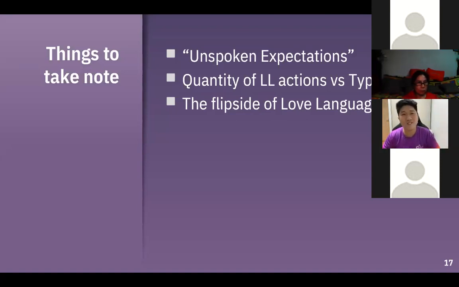Right? The answer is no. Exactly. So even if you do the wrong love language many times, it's not as effective as doing the correct love language one time. Yeah, think back at your own example.